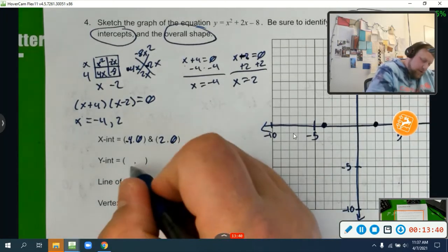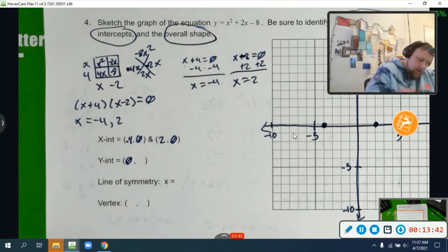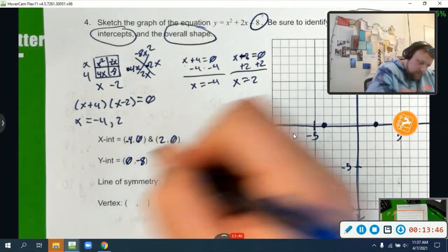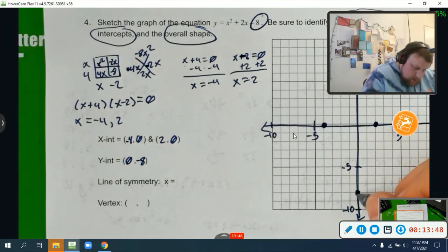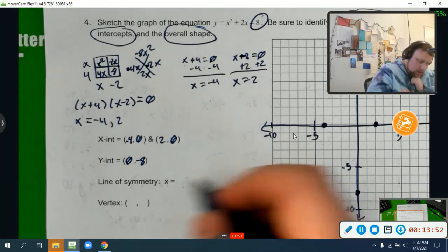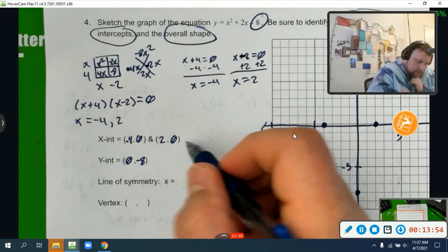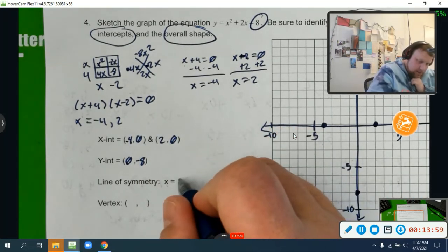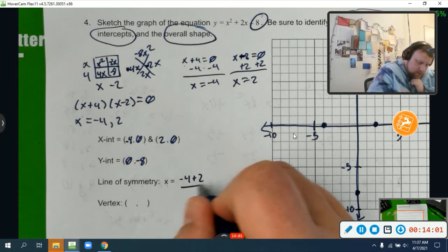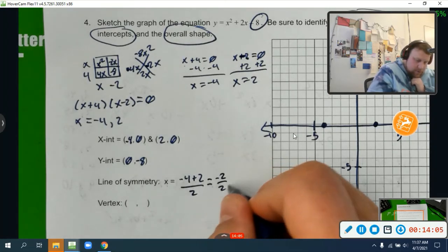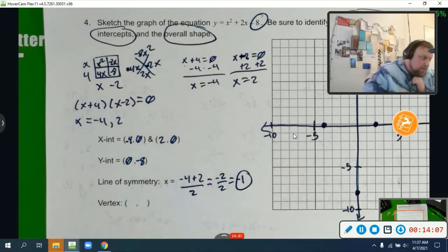What's my y-intercept? Well, it's where x equals 0. Just look up here. It's always the c value, so negative 8. So I know that's right here. Look at that. Line of symmetry. Well, how do I find that x value? Well, I've got to average these two. Either that or you can say what number's in between them. But I'm just going to say, all right, negative 4 plus 2 all over 2. Negative 4 plus 2 is negative 2 over 2, which equals negative 1. Boom.